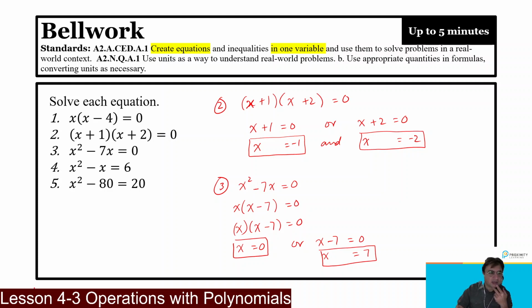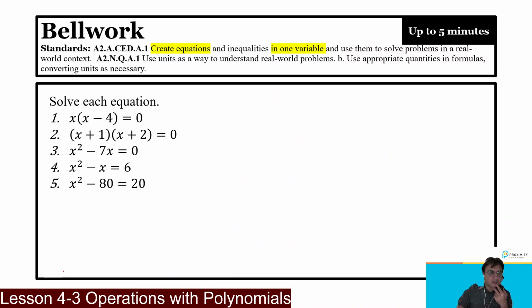Let's look at question number 4. We have x squared minus x equals 6. Now here we don't have the equation equaling 0, we have something equaling 6. Well, we need to make this equation equal to 0 so that we can solve it. So how do I get rid of this 6? Well, this is a positive 6, so if I subtract a 6 from both sides, the 6 will go away and it will become a 0.